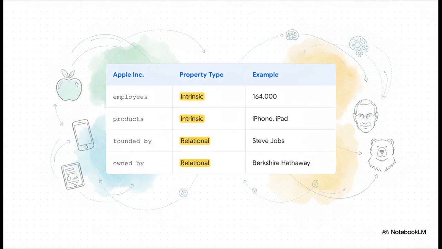Let's make this real with a quick example. Take Apple Inc. The number of employees it has, that's intrinsic. It's a fact about Apple. The products it makes, like the iPhone, also intrinsic. But who founded Apple? That's relational. It's a connection between Apple and another entity, Steve Jobs. Who owns a big chunk of it? Relational again, a connection to Berkshire Hathaway. You see, this simple classification is the key to building the whole graph.